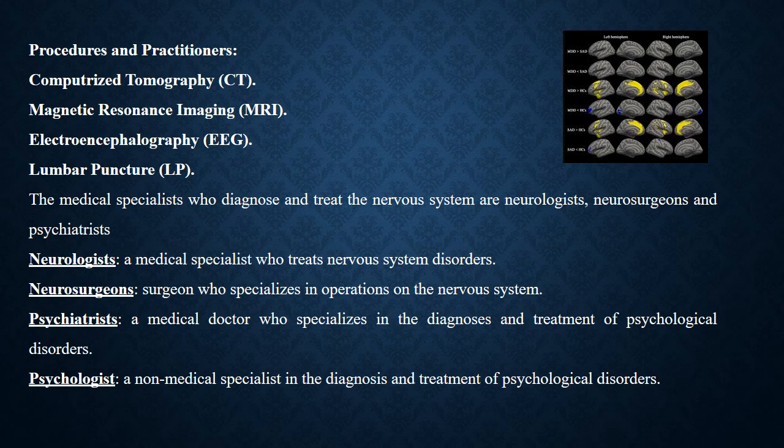Neurologist, a medical specialist who treats nervous system disorders. Neurosurgeon, a surgeon who specializes in operations on the nervous system. Psychiatrist, a medical doctor who specializes in the diagnosis and the treatment of psychological disorders. Psychologist, a non-medical specialist in the diagnosis and treatment of psychological disorders.